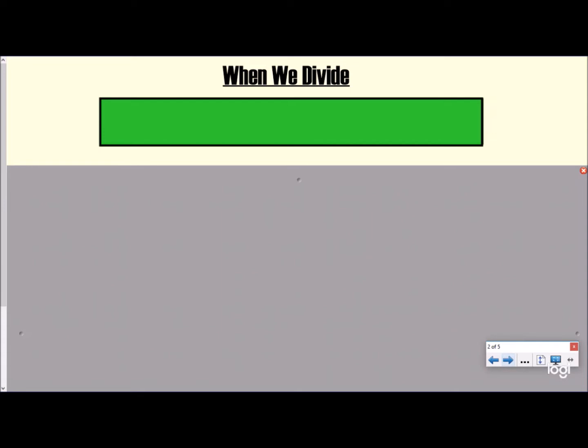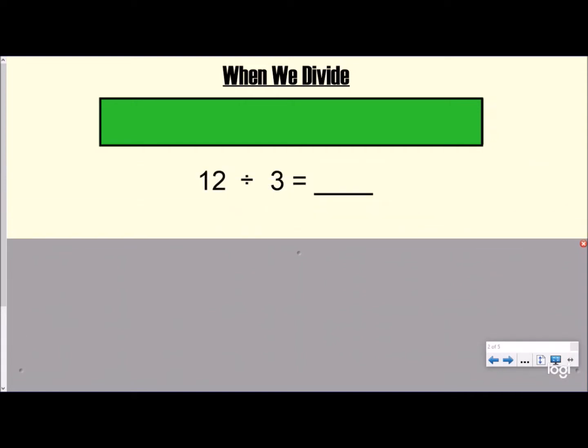Okay. So the first thing we need to understand is that we divide for one of two reasons. Either we're trying to figure out how many are in each group, such as, let's say we had this math problem, 12 divided by 3. If we were trying to figure out how much was in each group, we might say 12 cookies were split into 3 bags, and the question would say how many were in each bag.